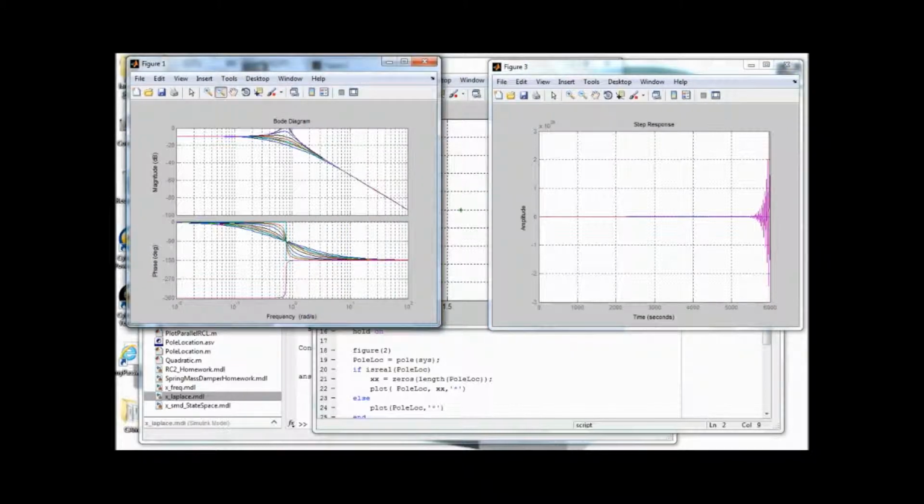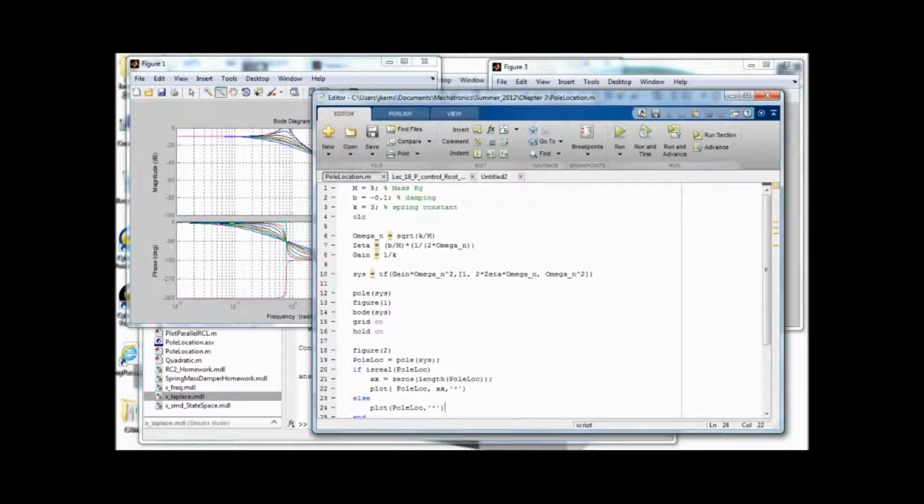And you can also see funny things happening in our phase, because now the phase, instead of starting out at 0, starts out at minus 360 and then goes to minus 180. So you can see where the system has just gone unstable. And that's our time response.